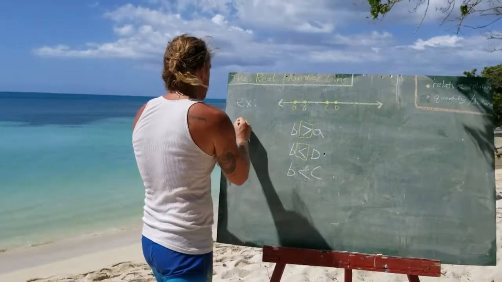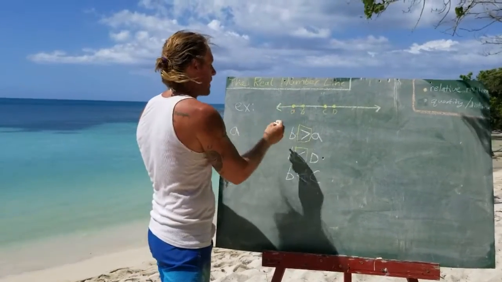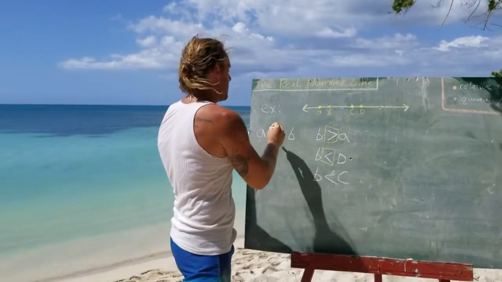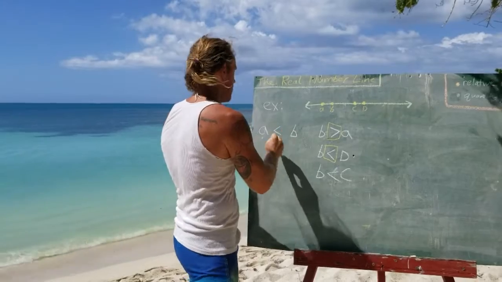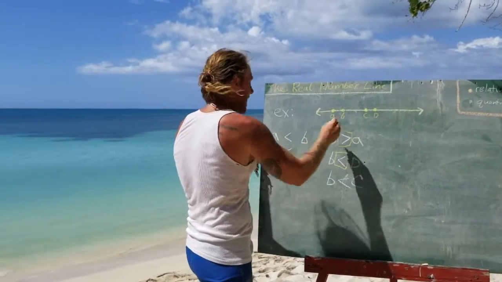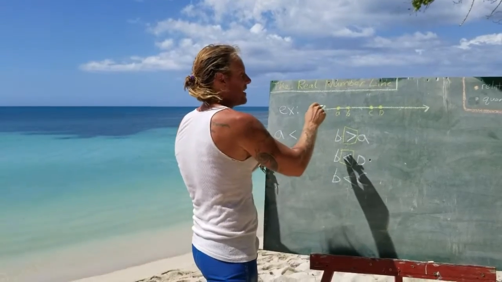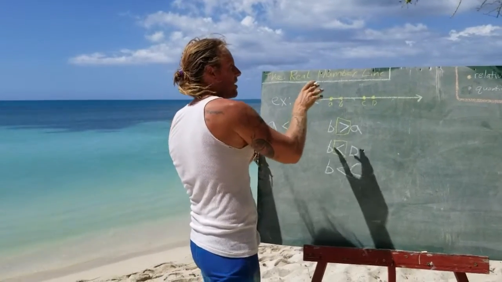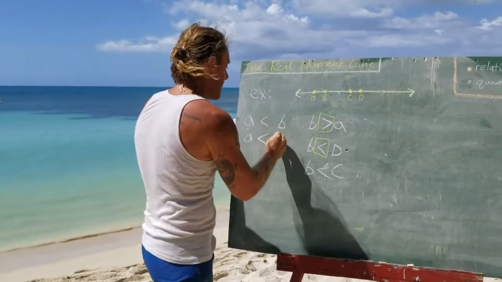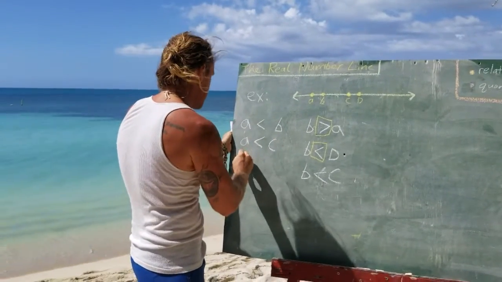Let's just do all of the relations. How about A with respect to B? What would be the appropriate symbol? Well, A is to the left of B, so A is less than B. How about A to C? Again, A is to the left of C. C has a relative relation in the quantitative greater end than A, so A is less than C. And similarly with D.